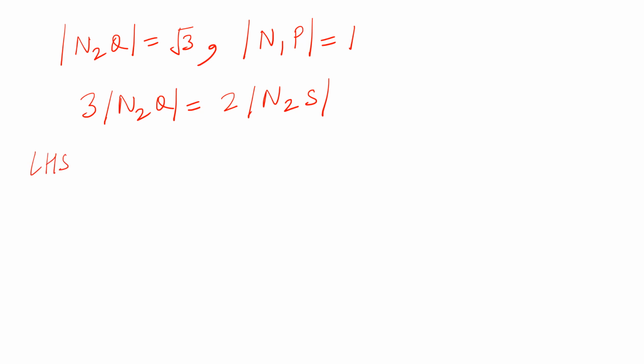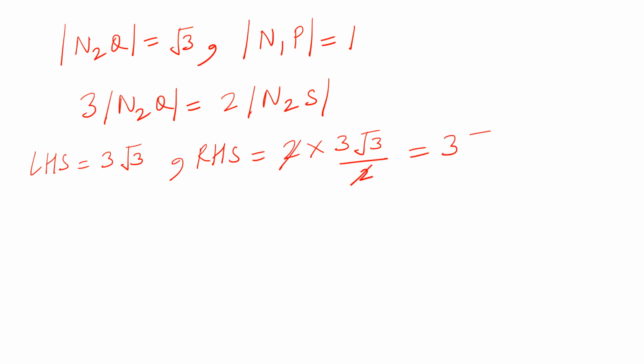Now left hand side becomes 3 into root 3 and right hand side becomes 2 into 3 root 3 by 2. Now this is equal to 3 root 3. This means LHS is equal to RHS, or option C is the correct one.